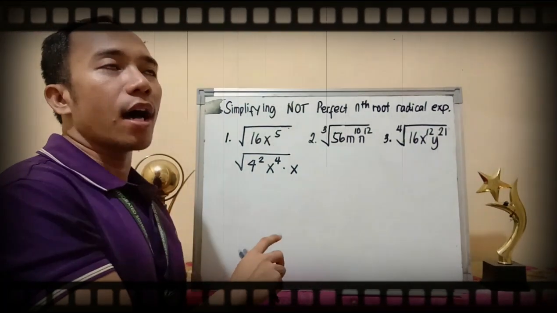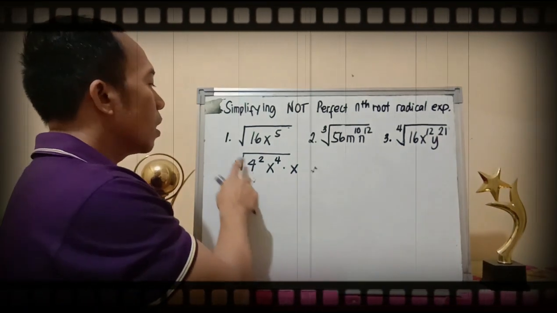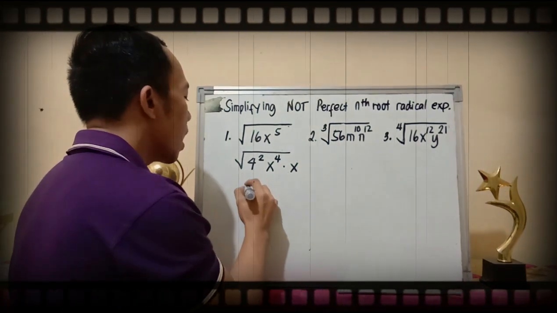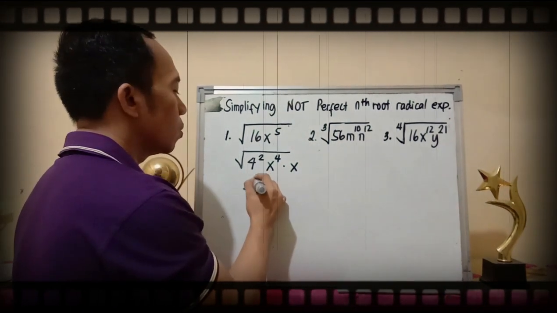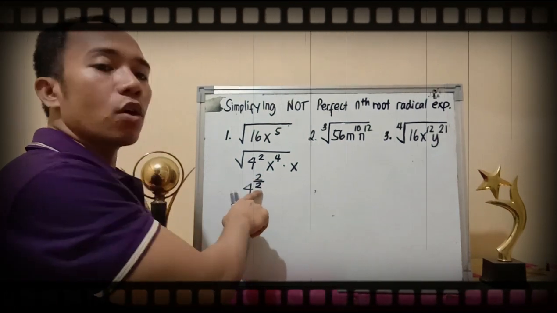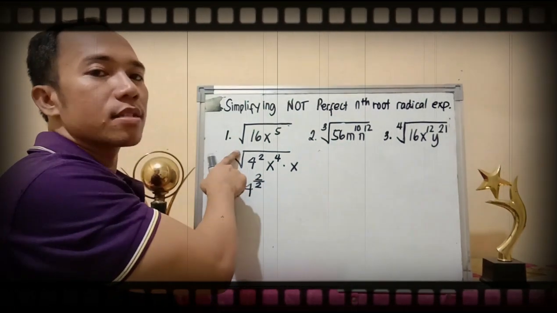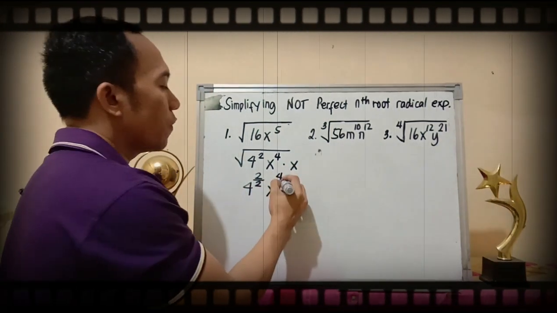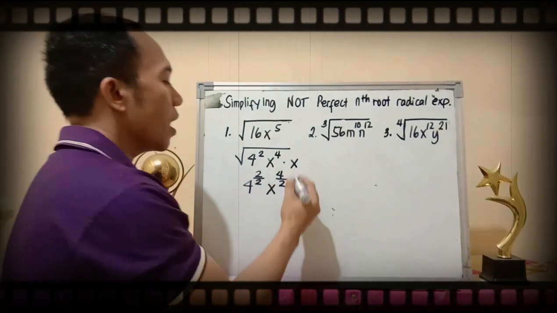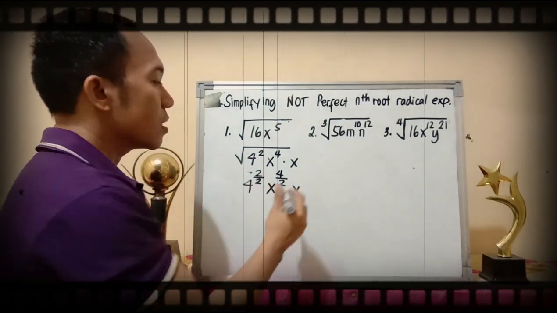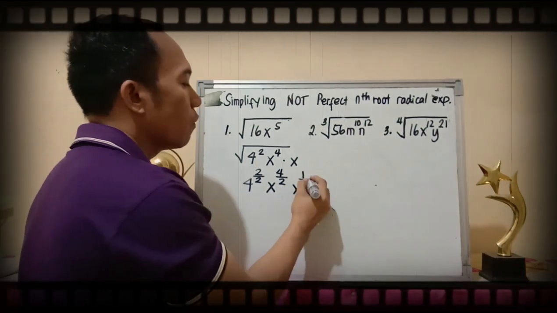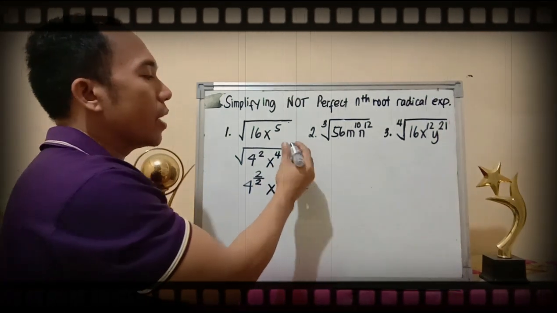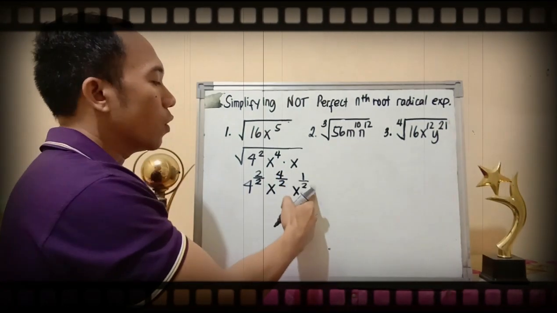After factoring the perfect nth root, your index will be the denominator of the powers. So this becomes 4 raised to 2 over 2. This 2 comes from the index. And then for x, you have the power of 4, and another 2 comes from the index. And for the other x, the power is 1 over 2. Where does this 1 come from? It is an imaginary 1 exponent here. So you have 1 over 2.